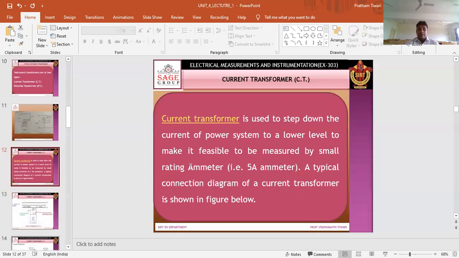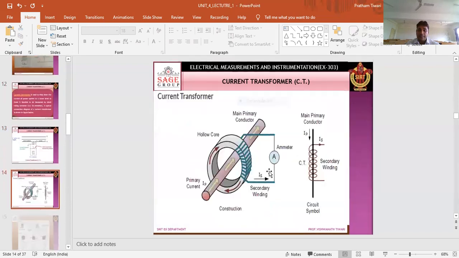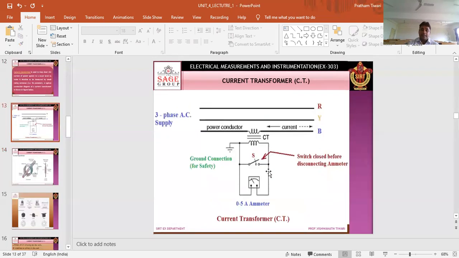What is the current transformer? A current transformer is used to step down the current of the power system to a lower level, to make it feasible to be measured by a small rating ammeter, up to 5 amperes. A typical connection diagram of a current transformer is shown in the figure. In this figure we can see the three-phase supply, called the power supply, R, Y, B: R for red, Y for yellow, and B for blue.